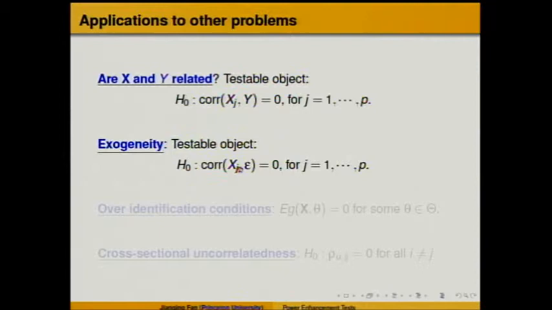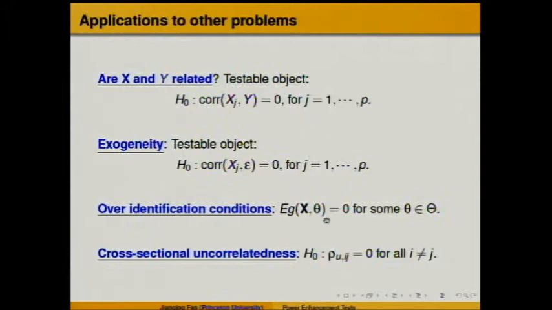You may ask whether the overidentification equation holds, and you could do similar testing if this is a large high dimensional vector. And you could ask about cross-sectional correlation: after taking the factors out, whether the idiosyncratic errors are equal to zero. So these are all high dimensional tests, and these high dimensional tests can always be obtained by applying the power enhancement tests.